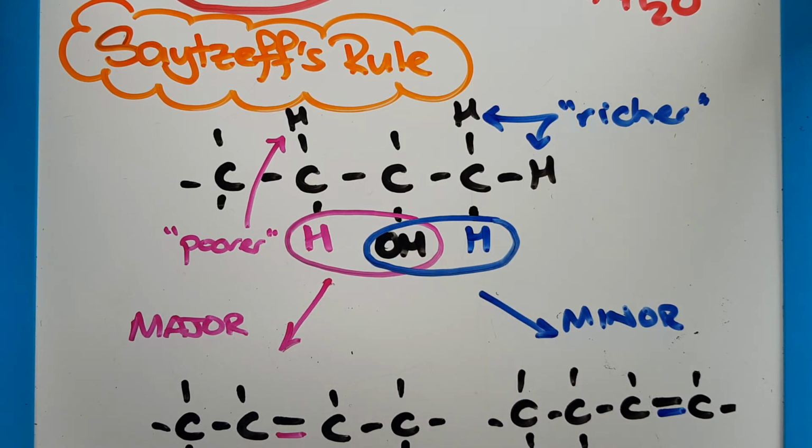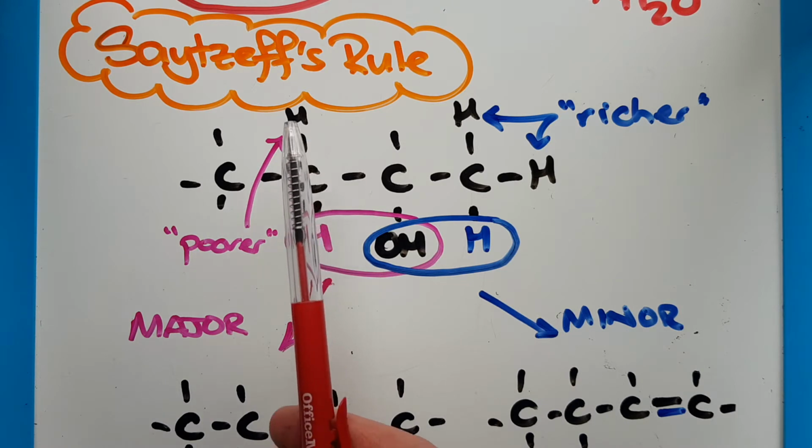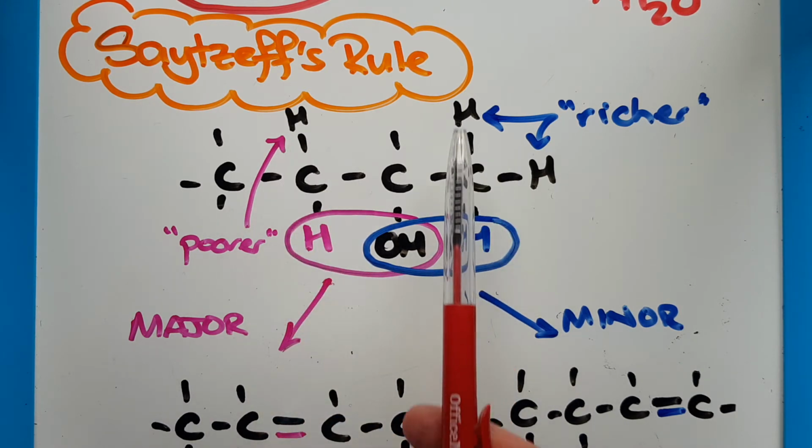Now, Zaitsev's rule is basically Markovnikov's rule in reverse. So Markovnikov's rule was the rich get richer. Zaitsev's, oh so original, is the poor get poorer. So this carbon here has only got one other hydrogen bound to it. This one has got two.